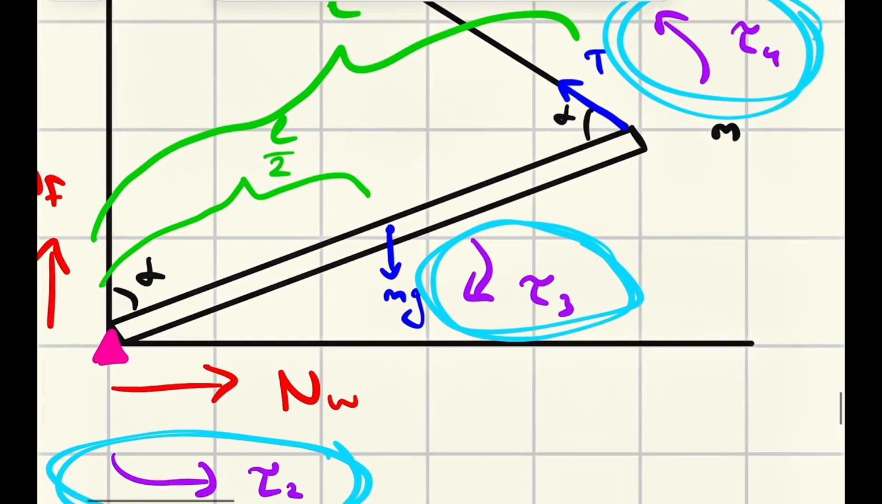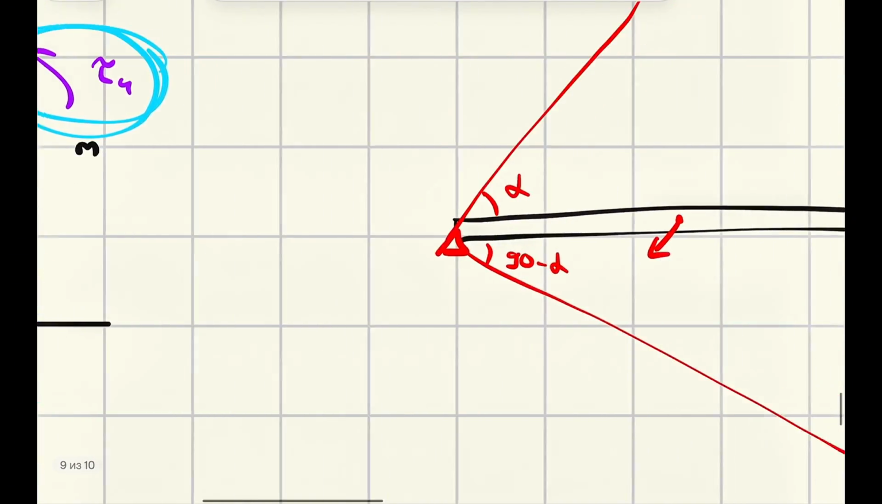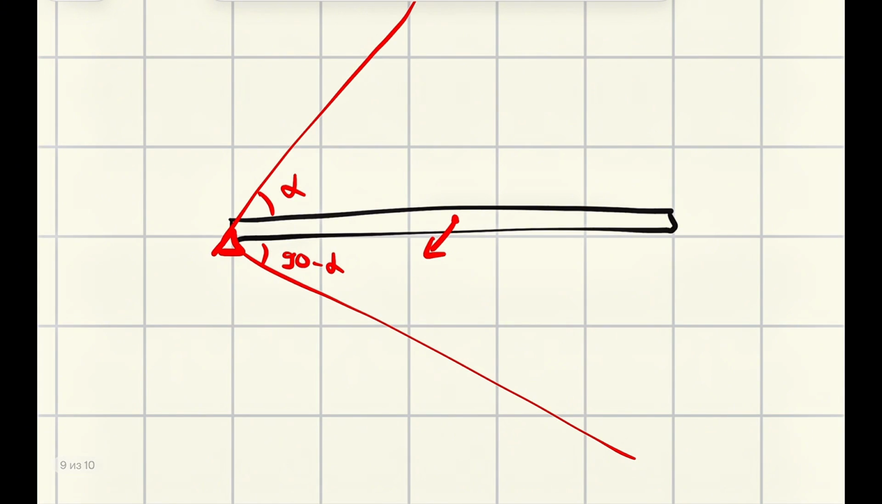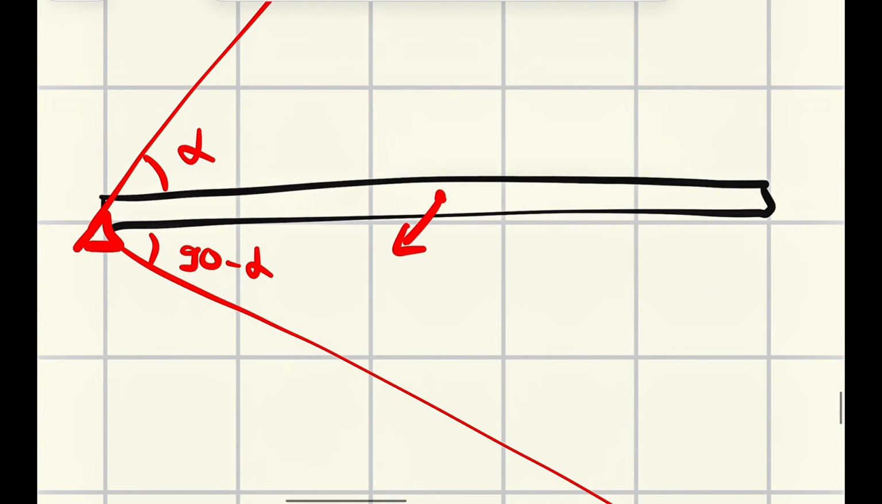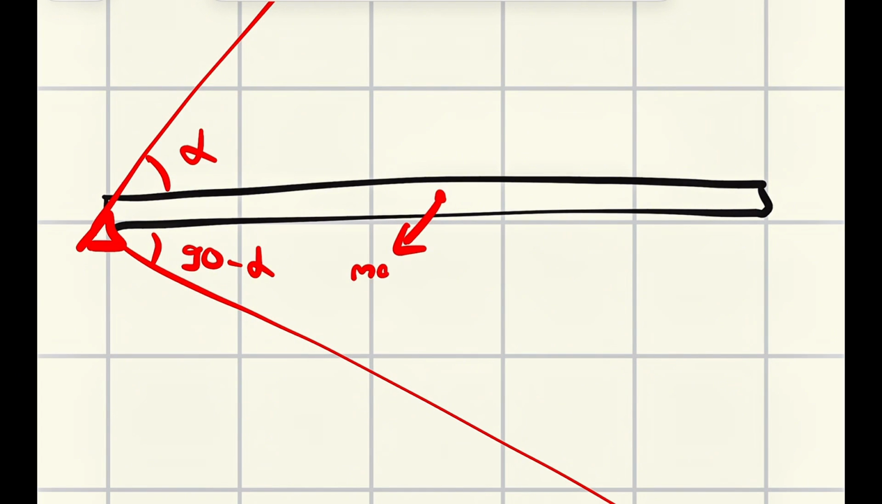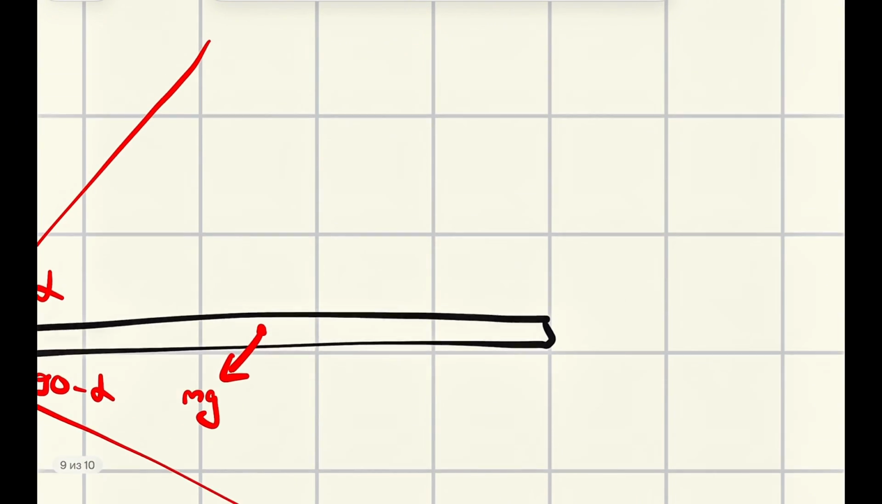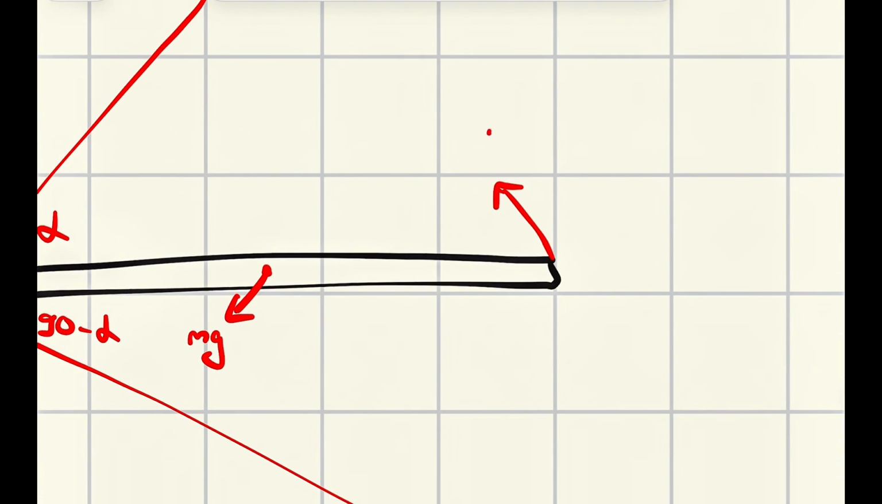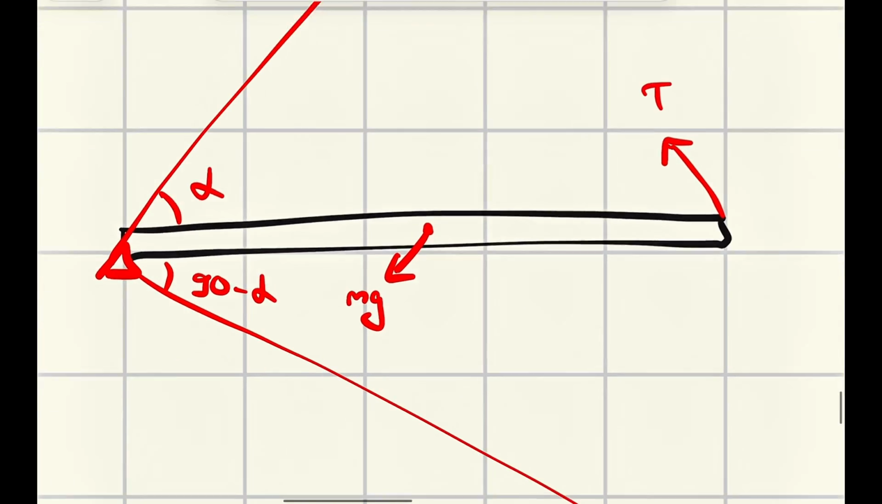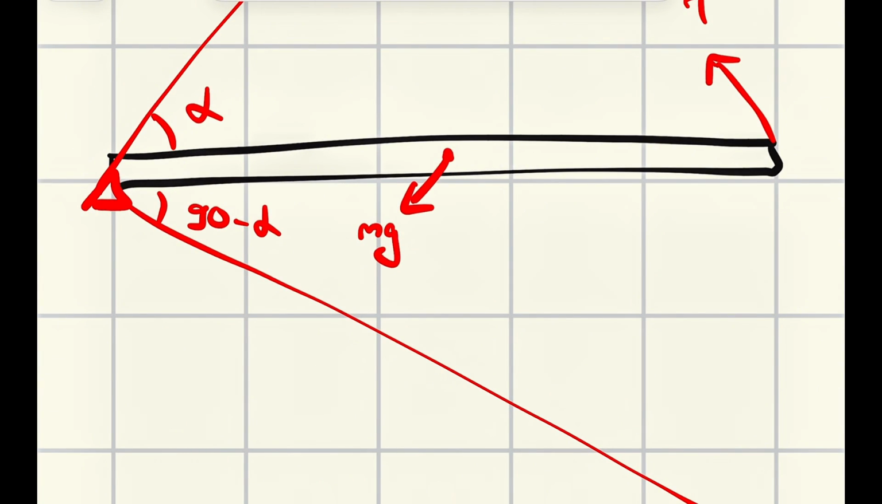In this perspective, mg looks straight down, but when we rotate this rod, our mg is also going to change its direction, something like this. This is going to be mg. Tension force has the same case. Tension force looks somewhere here. Yep, this is the tension. And we need only perpendicular components, which are these ones.